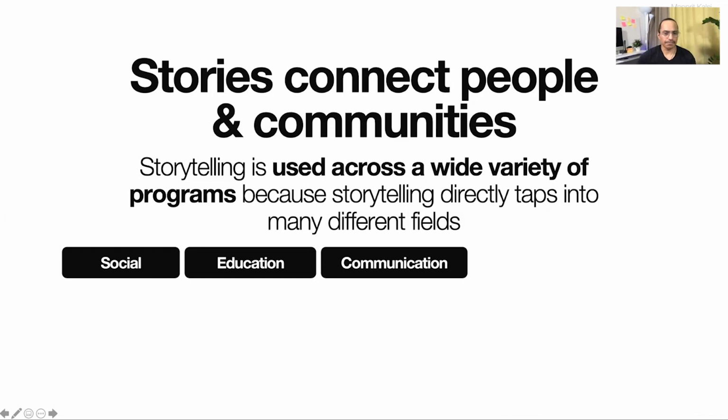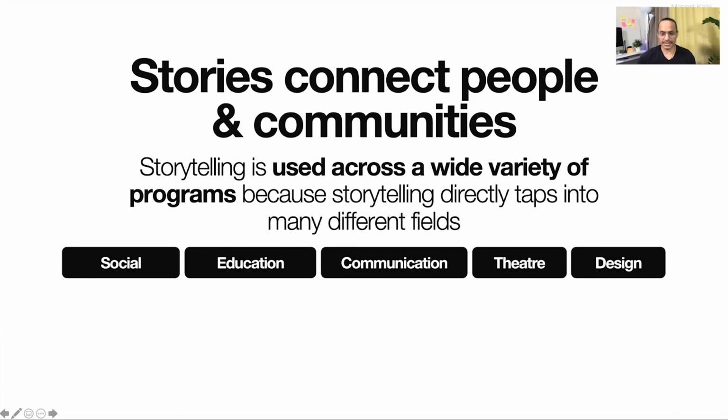Similarly, communication. In any industry where communication is used, they are telling stories, like the movies, the TV, even the newspaper; everywhere they are making use of stories. Theater, yes, they are using stories. Design: as designers, we also use storytelling in our designs, or when explaining the concept and the ideas.